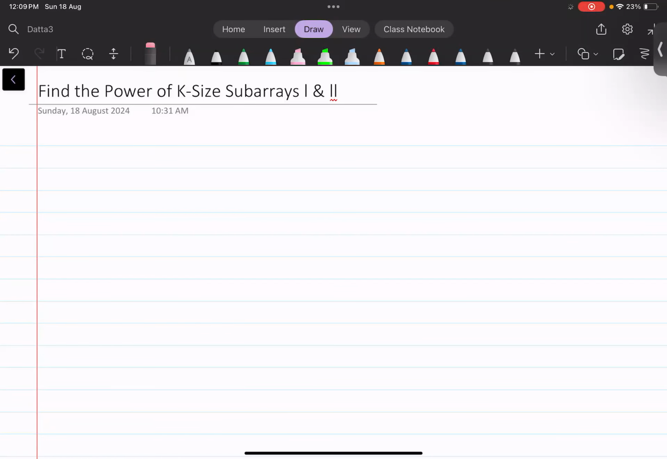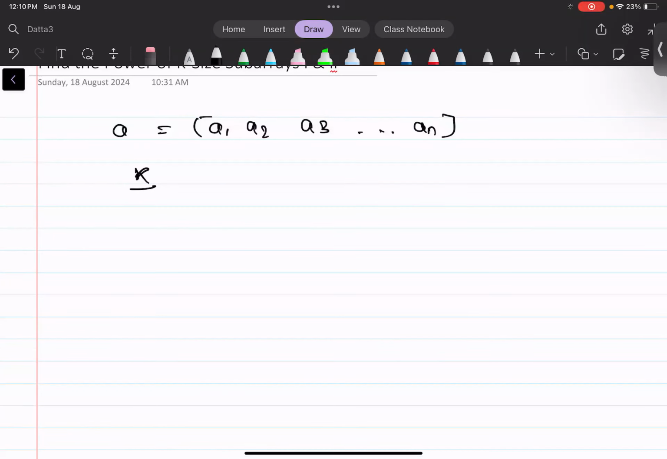Now we are going to discuss Find the Power of K-Size Subarrays 1 from LeetCode Biweekly 137. In this question, you will be given an array of n integers, let's say A1, A2, A3, and so on, and an integer K. We need to find the powers of all subarrays of size K.